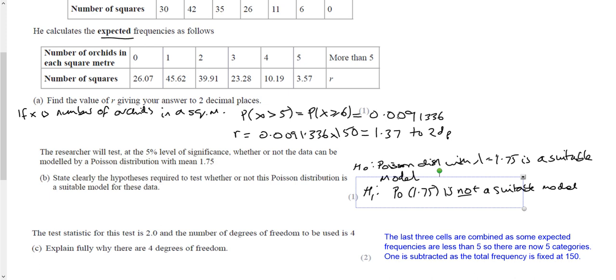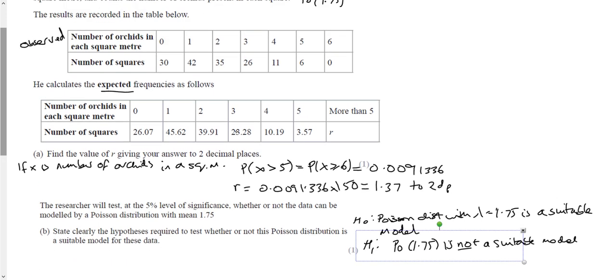Your H0 always states what you're expecting. It's to do with how you calculate your expected frequencies. We calculate our expected frequencies by assuming it's a good model. So H0 is that the Poisson distribution is a suitable model, because if it is, our expected will be the same as our observed. So that's H0.